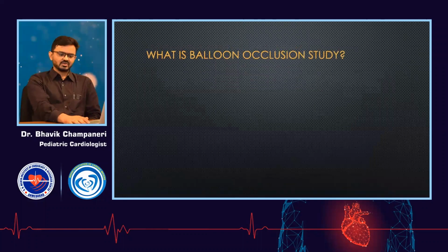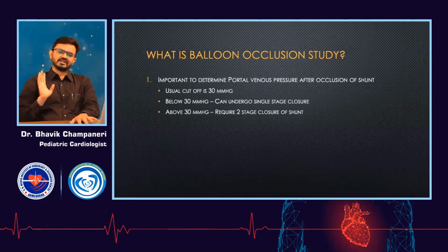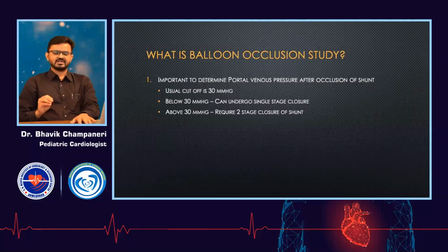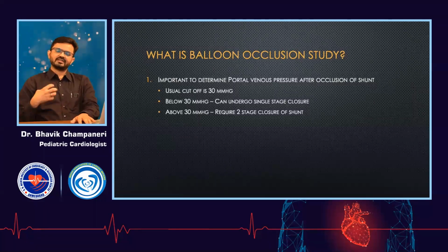It is important to know. Balloon occlusion study is basically used to answer two questions. What is the portal venous pressure of that patient after you balloon occlude the shunt? So what is normal portal venous pressure? Normal portal venous pressure is usually less than 10 millimeter mercury, but in patients with congenital portosystemic shunt, you may get portal venous pressure as high as nearly 25 to 30 millimeter mercury once you close the shunt, and eventually it will come down once intrahepatic portal branches dilate and are incorporated into portal venous system.